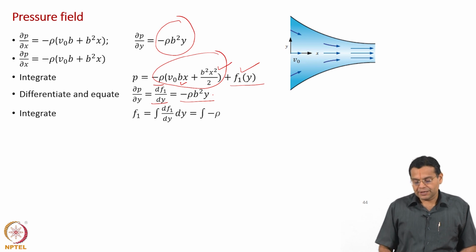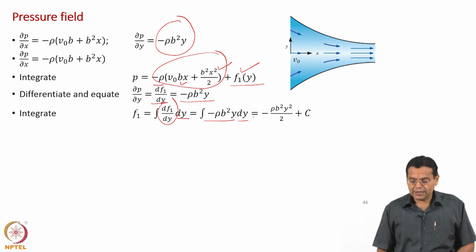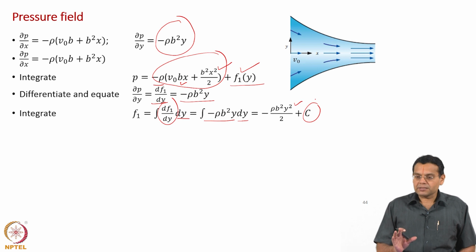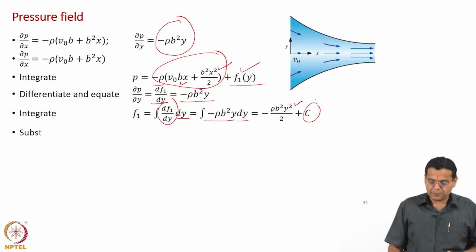How do you find f1? It is the integral of df1 by dy and then dy. So, we will substitute for df1 by dy, which is minus rho b squared y and then dy. When you integrate, you get minus rho b squared y squared by 2 and then a constant. This is just our usual constant, because it is usual integration, it is not partial integration.